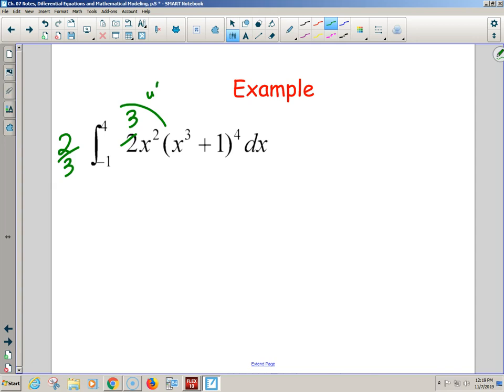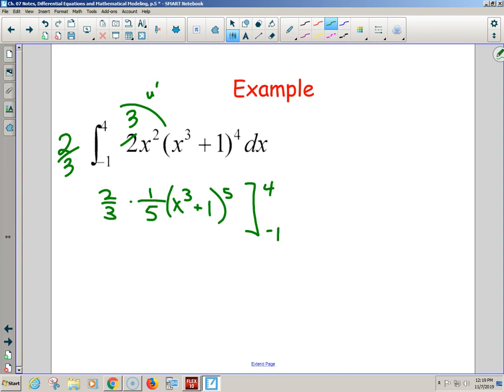I'm showing you my mental process. So then it's u to the 4th. Oh, easy. It's 1/5 u to the 5th, but I have this little extra 2/3 dude. From negative 1 to 4. Why am I able to use the negative 1 and 4? Because I never went to u.